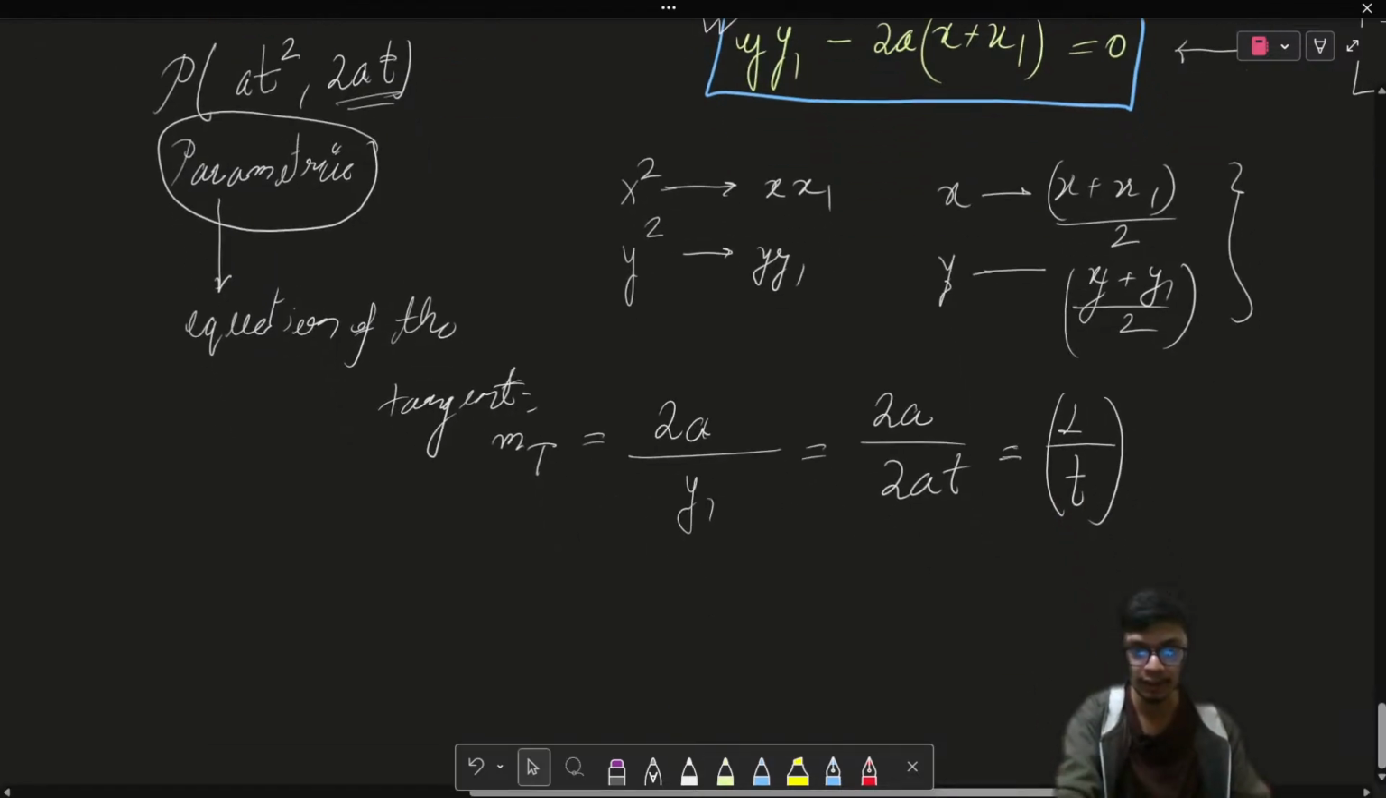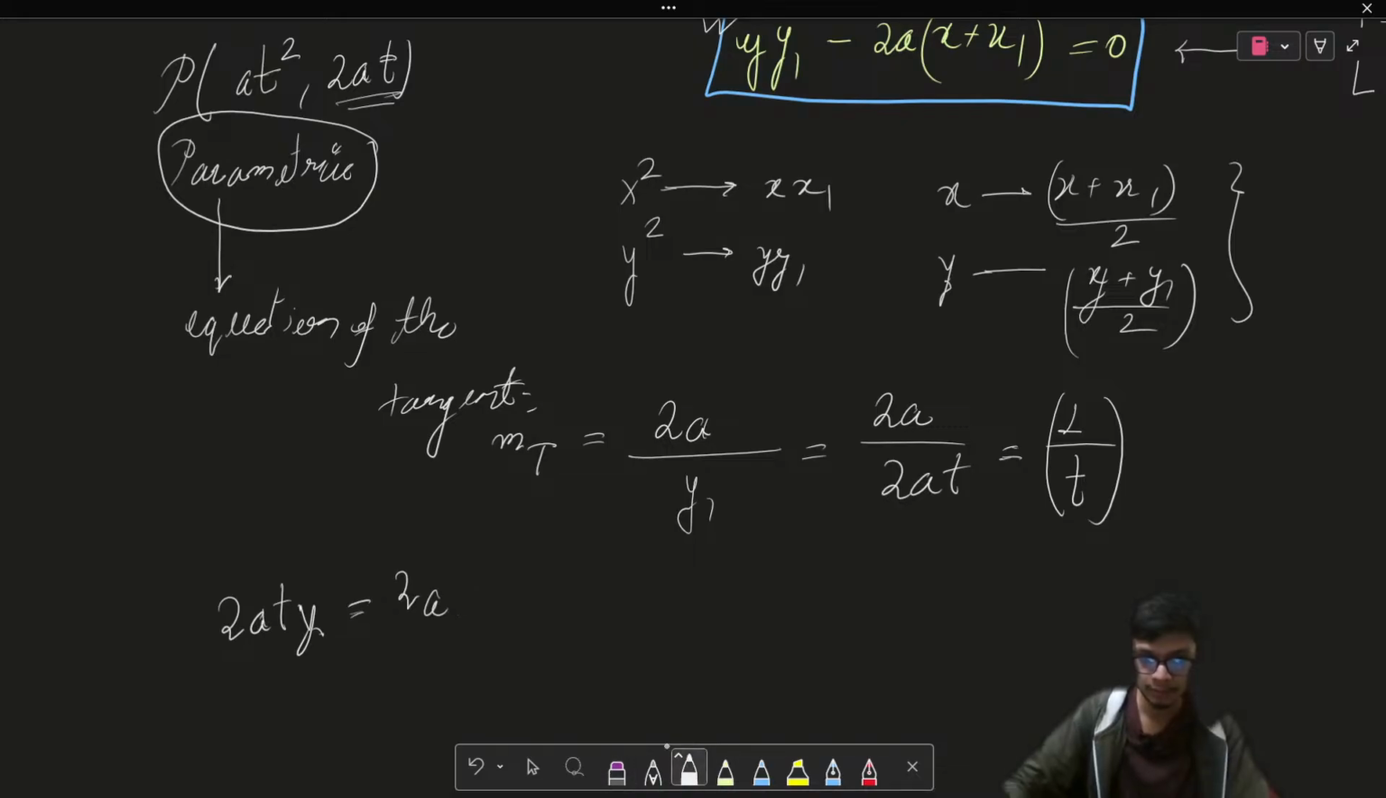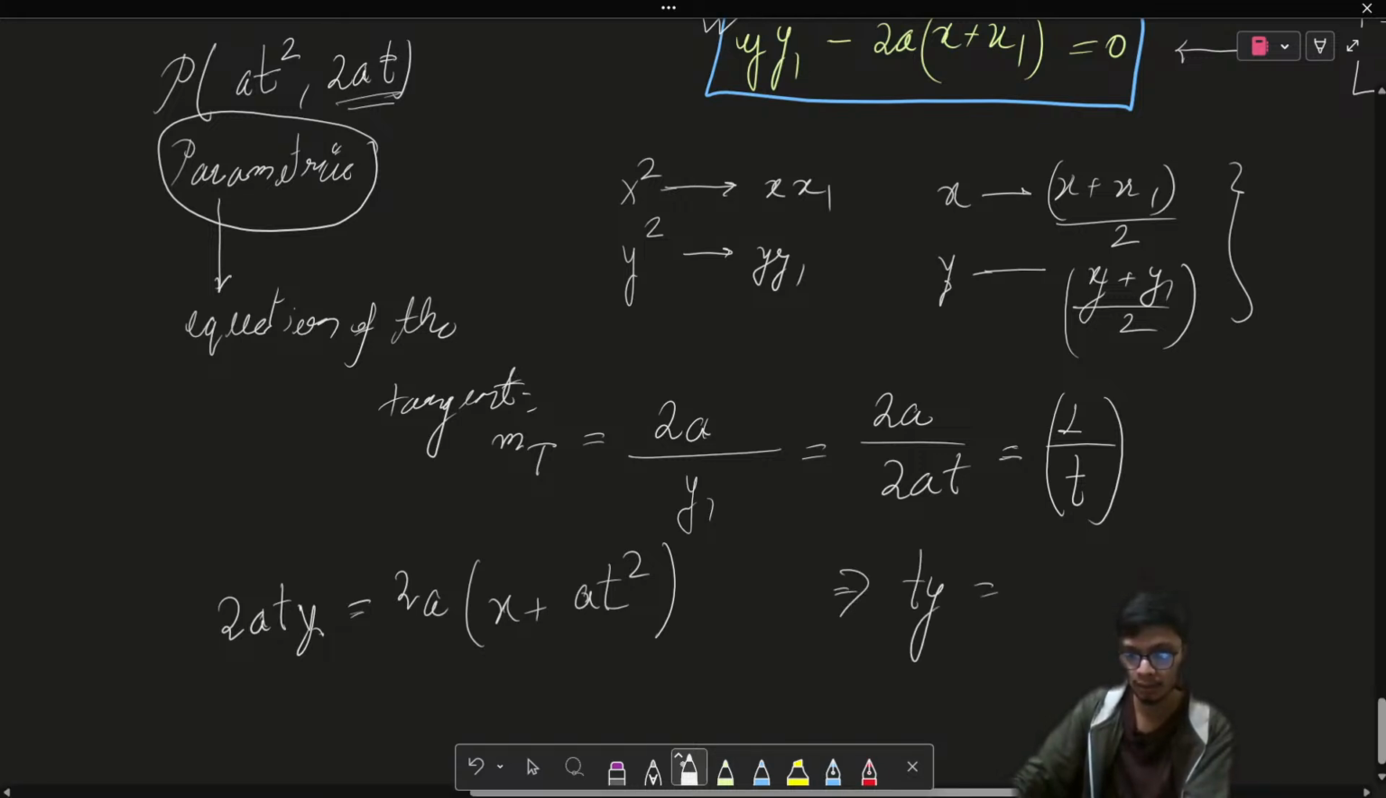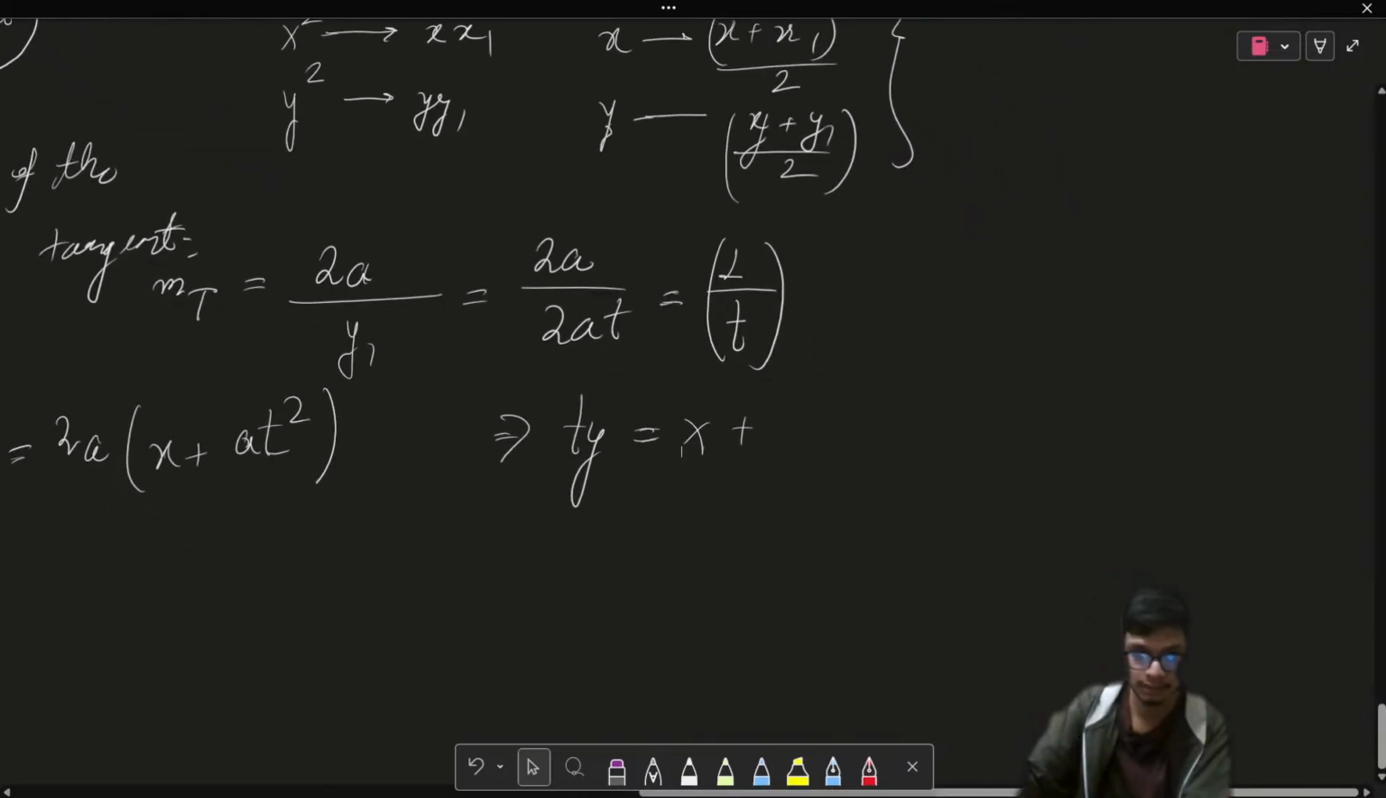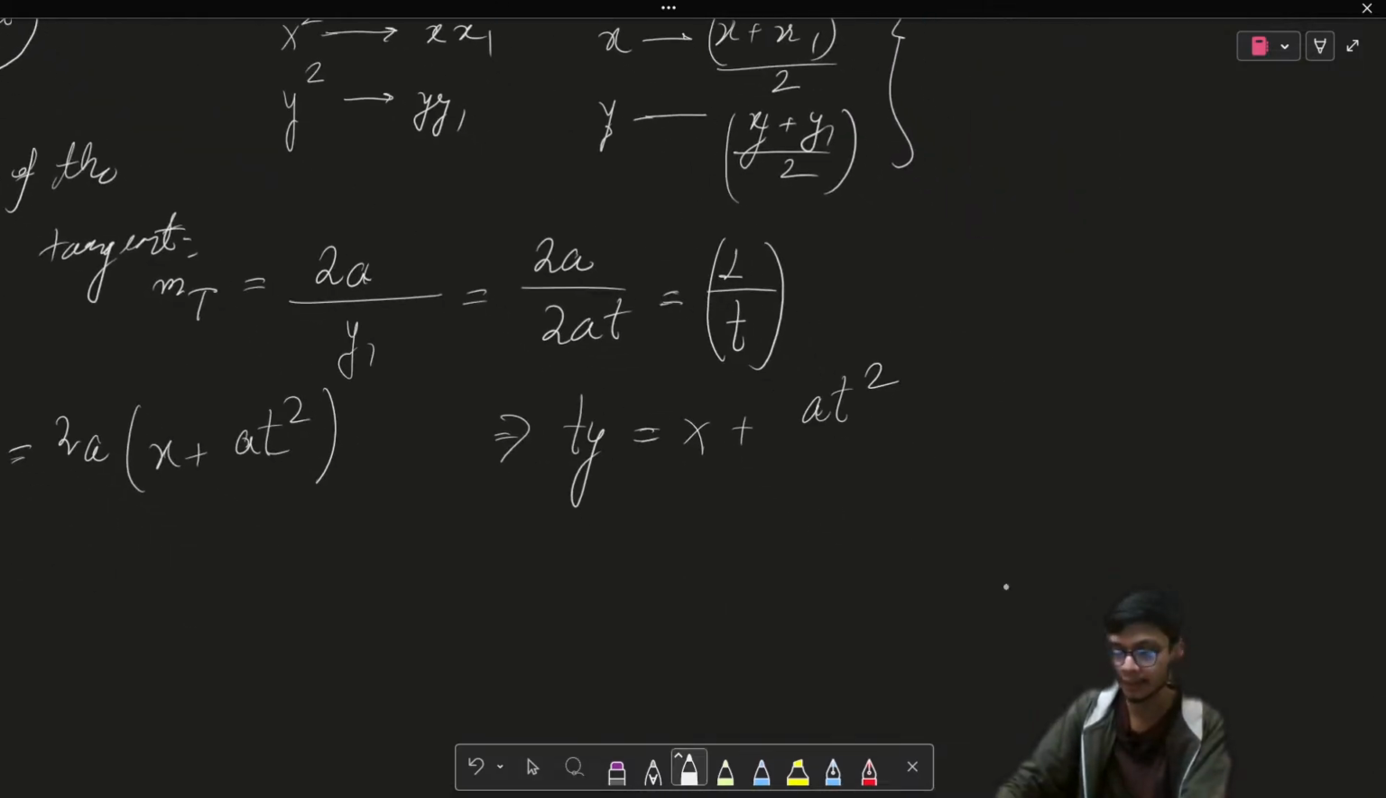And in a similar manner we can also formulate the equation of the tangent at this particular point P, which is going to come out as 2at y is equal to 2a times (x plus at square). We can simplify this expression to get yt is equal to x plus at square, right? So this is a simpler expression that you can keep in your mind, right?